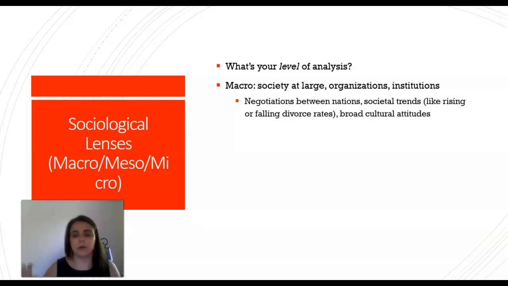And at the macro level, we're looking at society at large. We're thinking about organizations, institutions, networks of people. We're thinking about populations as a whole. We're dealing with a lot of data, and we're very far zoomed out, right? So we might, at a macro level, study negotiations between nations. We might look at big societal trends like rising or falling divorce rates, for example, things that are happening at a population level, or thinking about broad collective cultural attitudes that a society holds.